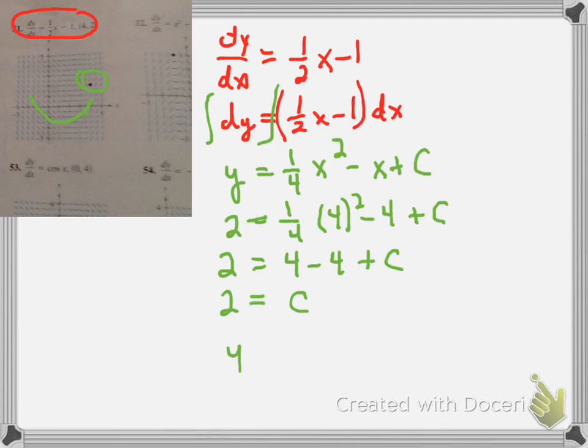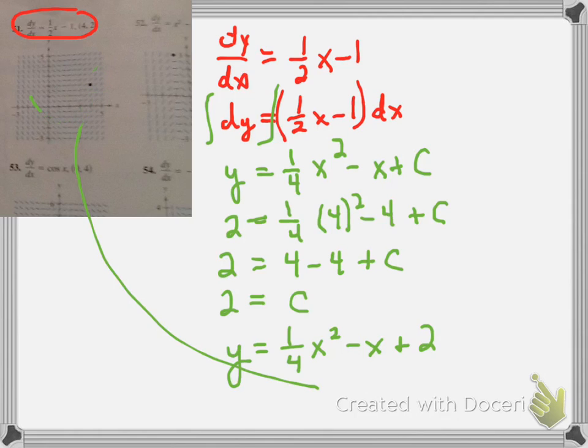So the general form of this equation, the solution to this slope field they give us, is 1/4 x squared minus x plus 2. And that's the equation of the parabola that goes through that given point. You can kind of see it would hit right there. I didn't do a very good job of tracing it. It probably would hit right at 2.